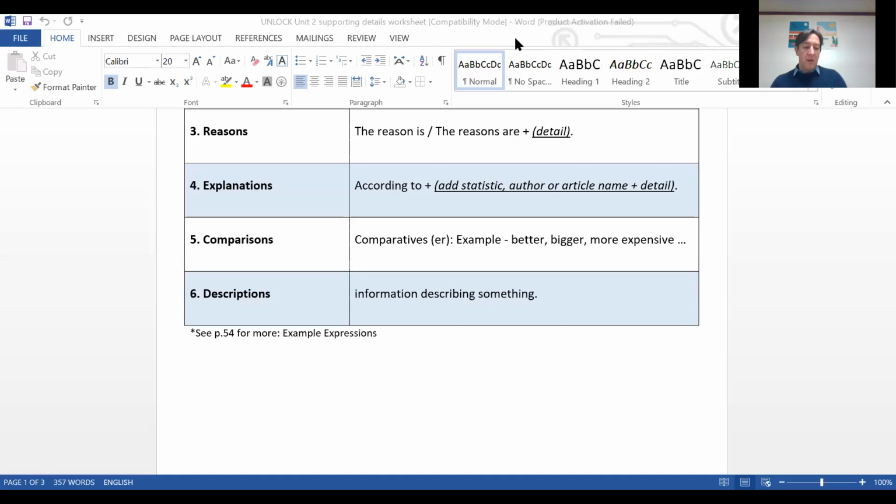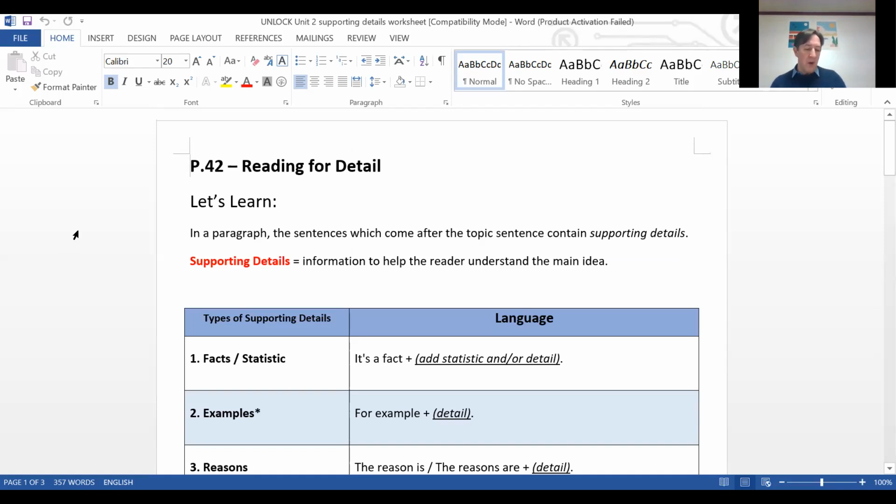Right, so do you remember I said to you at the beginning, page 42, that we would come back to the box that says reading for details. This is going to be really important and helpful when you are doing your writing later. Let's remind ourselves what it says. In a paragraph, the sentences which come after the topic sentence contain supporting details. And there are many different types of supporting details. Here are some examples.